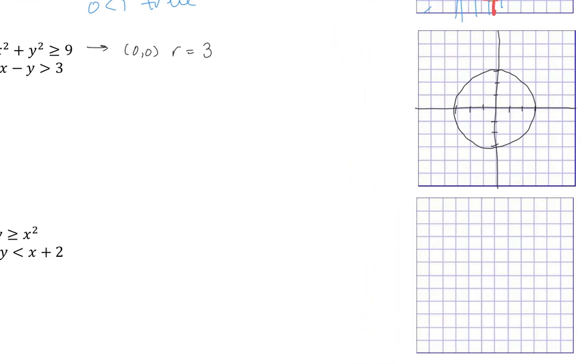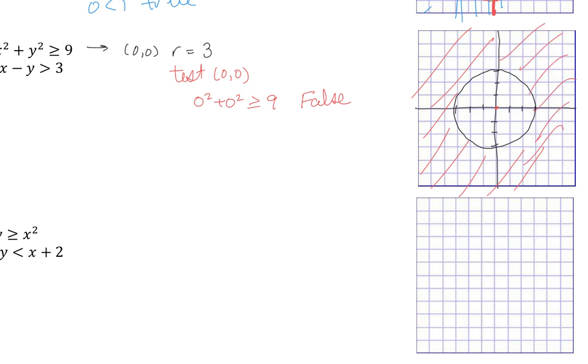I'm going to choose a test point. So again, I'm going to test 0, 0. Is 0 squared plus 0 squared greater than or equal to 9? This is false. Here's my point, and instead of shading inside the circle, I'm going to shade outside the circle because it was a false statement. So I'm shading outside of the circle.